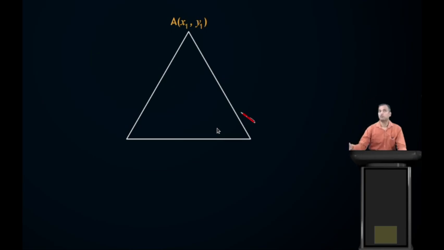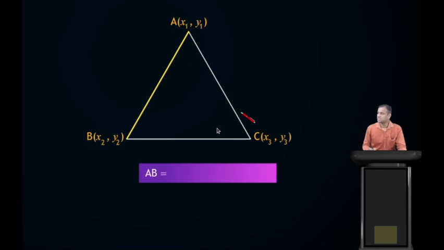Now in coordinate geometry, the coordinates of the vertices of a triangle are given. Let one coordinate be A (x1, y1), B (x2, y2), then C (x3, y3). So what is the distance AB? I think you can find the distance AB by using the distance formula. It is the square root of (x2 minus x1) whole square plus (y2 minus y1) whole square. So this is called the distance formula.